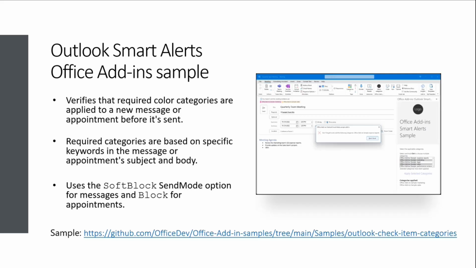We'll start off again with a little bit about the sample. Like I mentioned, this demo will cover one where the add-in checks whether required color categories are applied to a new message or appointment that's being sent. What dictates these required color categories are some specific keywords that the add-in looks for in the message or appointment subject or body. The messages use the soft block send mode option, and the block option is what drives the appointments. I'll go into a little bit more detail about these send mode options in the next slide.